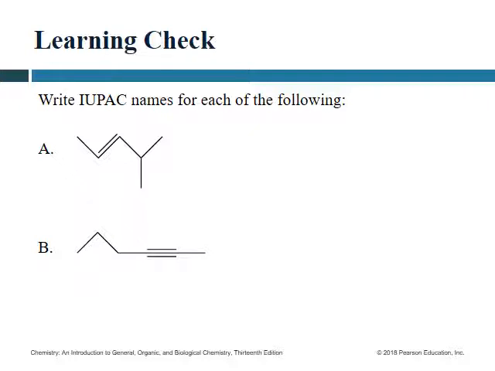But now the question is, should I start numbering from the left or from the right side? You will give preference to the double bond or the triple bond. So the double bond or the triple bond should get the smallest number possible. Okay, so in this case we have a double bond and we have a substituent as well. So here the double bond should get the smallest number. So if you start from here, 1, 2, 3, 4, 5. This is my long chain.